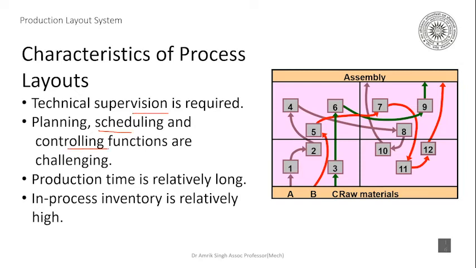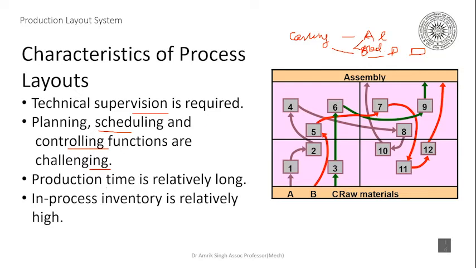Planning, scheduling, and controlling functions are challenging and changing also. Because every time, suppose this time you have made an aluminum casting with some specialized features, but next time you are going to make a steel casting, you will of course require the same molds and tools, heat treatment shop and everything, but the route may not be the same. The planning for the aluminum casting may not be the same for the steel casting.